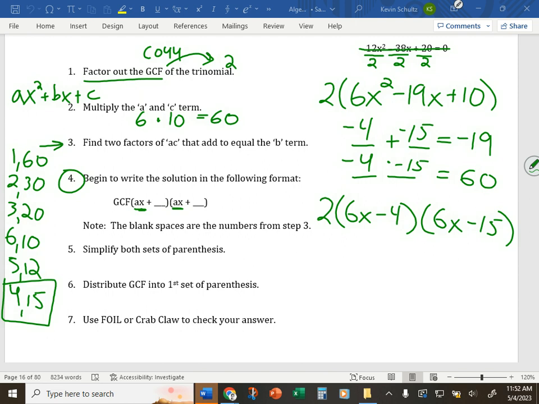If you think about it, if we FOIL crab claw box this, 6x times 6x doesn't give us 6x squared. So we've kind of cheated. And step 5 is where we fix it. Step 5 is say, okay, we put in an extra 6x. We now have to factor a 6 out. And we do that by simplifying. What can we divide both 6 and 4 by? 2. So I'm going to divide by 2 and divide by 2. And instead of 6x minus 4, that gives me 3x minus 2.